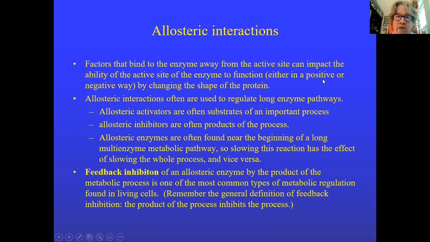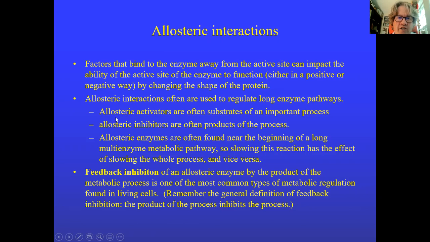But sometimes you can have a small molecule that interacts in a positive way. So it actually interacts with the enzyme and causes the enzyme to function better, right, to turn it on, right? So you can imagine you evolve systems where you have small molecules that turn enzymes on, some small molecules turn enzymes off. You regulate the amount of small molecule and you can regulate the function of an enzyme in a pathway, right? So allosteric interactions are often used to regulate long enzyme pathways, right?